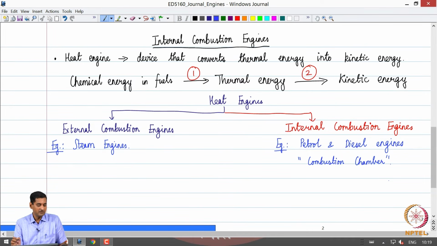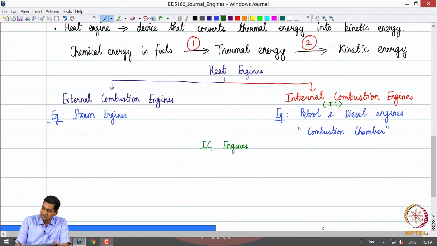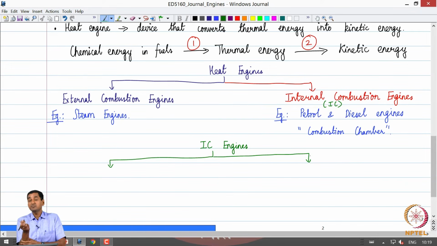Our scope is going to be on internal combustion engines, abbreviated as IC engines, IC standing for internal combustion. Some people will write it as ICE. They can be classified based on the type of mechanical motion that is used in the energy conversion process too, that is, how thermal energy is converted to kinetic energy.